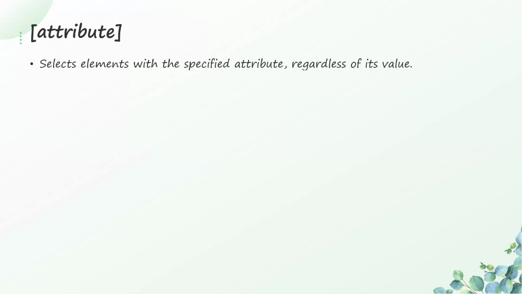These select elements with the specified attribute regardless of its value. So with this one, we are not talking about their value. We're just talking about all the elements that have this attribute. We don't care about the value. An example is this: we are targeting all the elements that have a title attribute. So let's go to code and see.